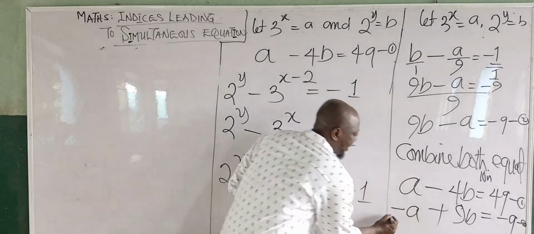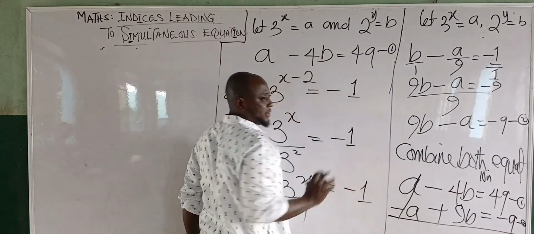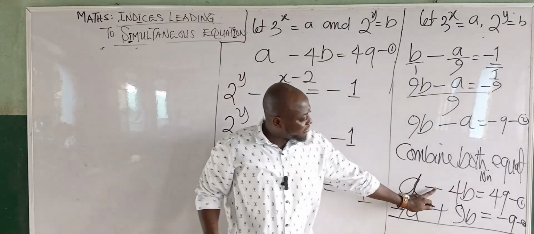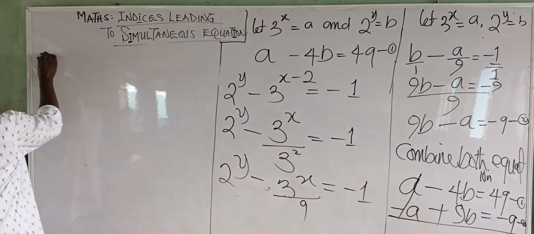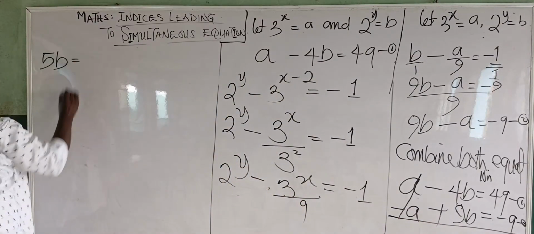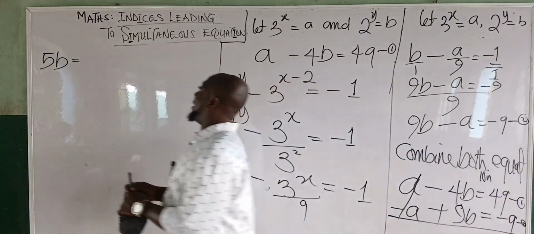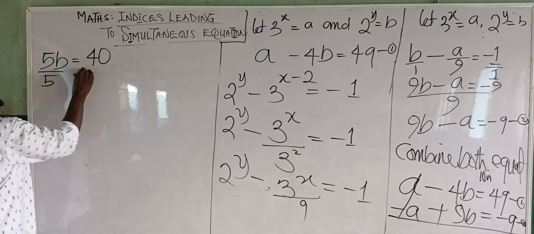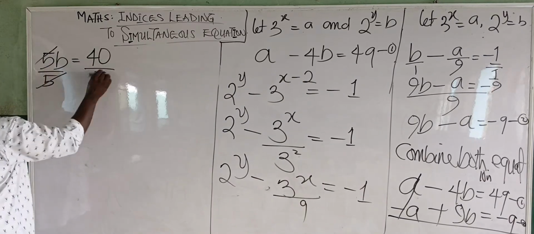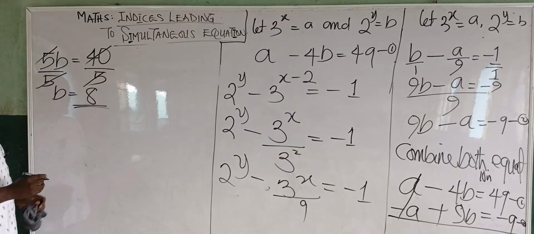So I will rule a straight line here. This plus a minus a can cancel out. This will give us 0. So I have minus 4 plus 9, that will give us 5b. So I have 5b here equals, I have 49 minus 9 there. I have it as 40. So divide here by 5, divide here by 5. This takes care of this. b becomes 8. So I've gotten my b.